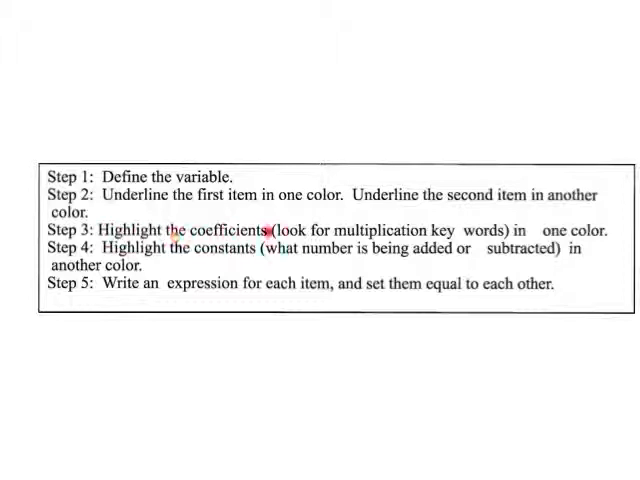Step 3, highlight the coefficients. Look for multiplication keywords, because remember, coefficients are the number that's being multiplied to the variable. So you're going to highlight them in one color, and then highlight the constants, the number that's being added or subtracted, in another color. You will then write an expression for each item and then set them equal to each other.